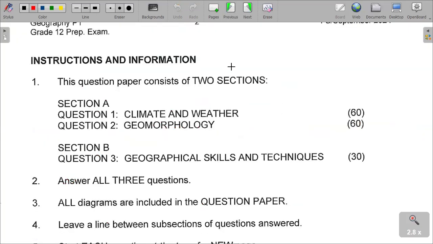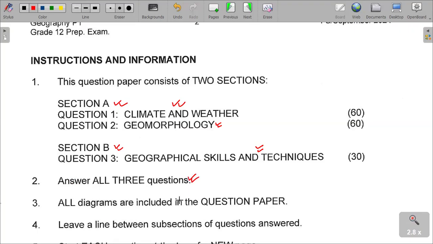The instructions, I always want to remind learners of them. The paper has two sections. We have section A, which has question 1 and question 2. Question 1 is climate and weather, which we sometimes say climatology. Question 2 is geomorphology. Section B is geographical skills and techniques, which is a part of map work. And then answer all the three questions. You answer all the three questions.